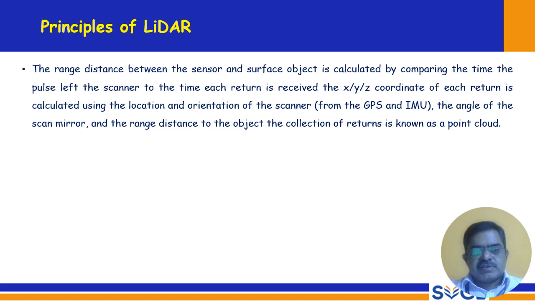The range distance between the sensor and surface object is calculated by comparing the time the pulse left the scanner to the time each return is received. The XYZ coordinates of each return are calculated using the location and orientation of the scanner from the GPS and the IMU, the angle of the scan mirror, and the range distance to the object. The collection of returns is known as a point cloud. So it is a 2-mark question, point cloud.